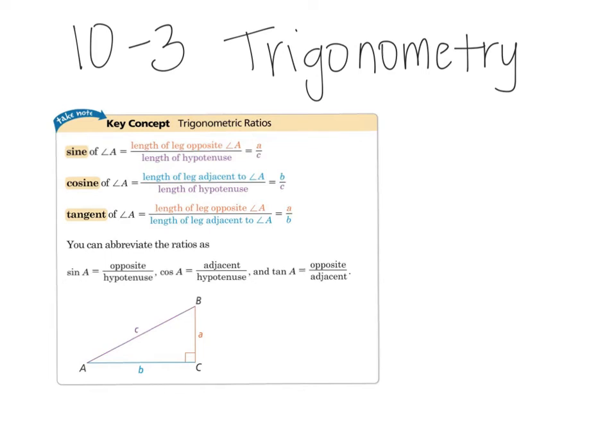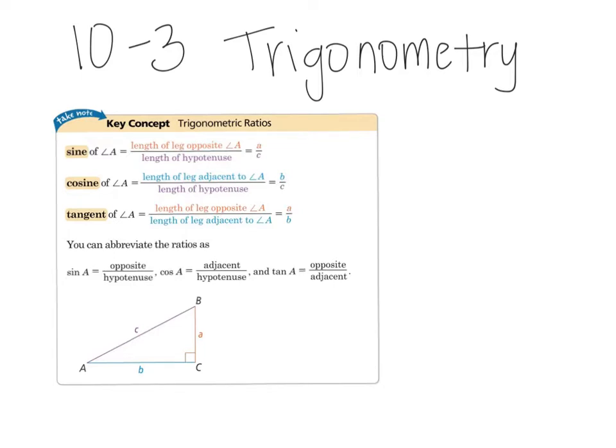Hello, this lesson is going to be over trigonometry. Trigonometry is basically the study of sine, cosine, and tangent. There's three others called cosecant, secant, and cotangent, but we're not going to really get into those. You'll dig really deep into those when you get into pre-cal.